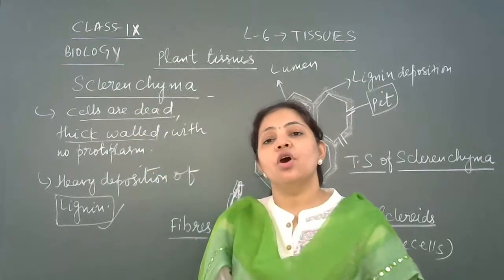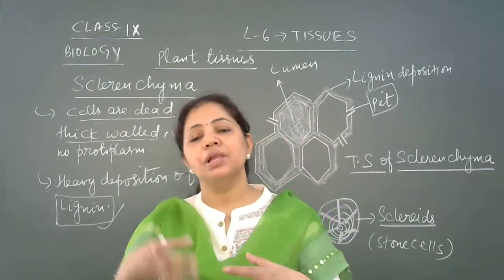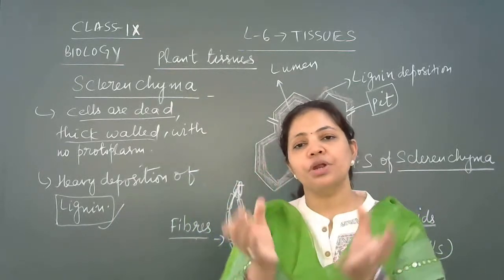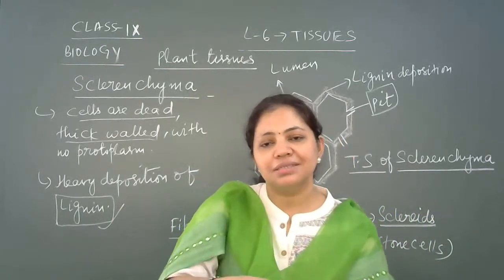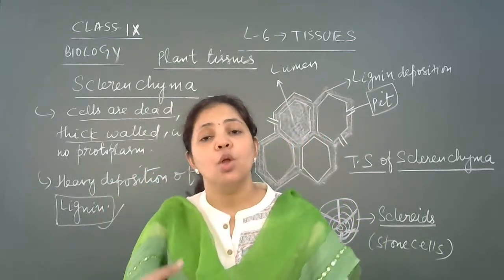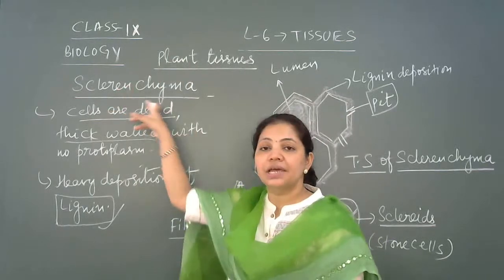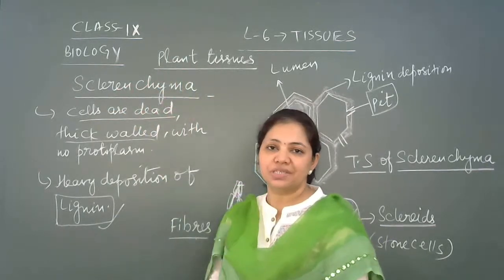The outer cover of dry fruits, for example, we have walnuts, then almonds. The outer covers which we break to take out the seeds of the dry fruits from inside, which tissue is present in those outer covers? That is sclerenchyma tissue that is present, right?